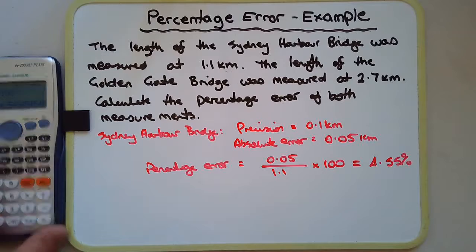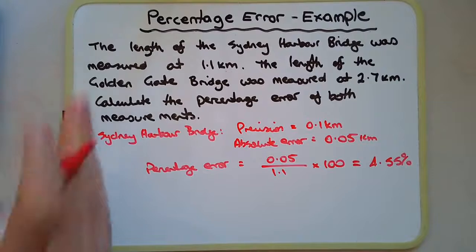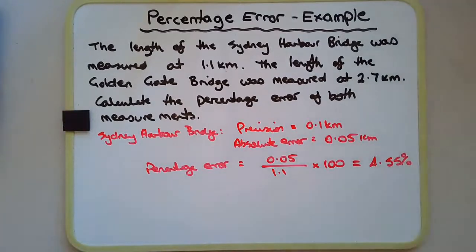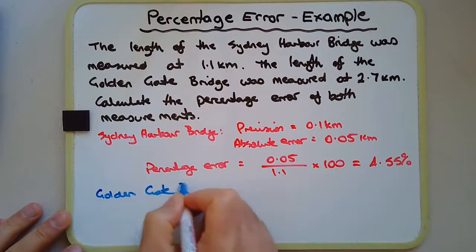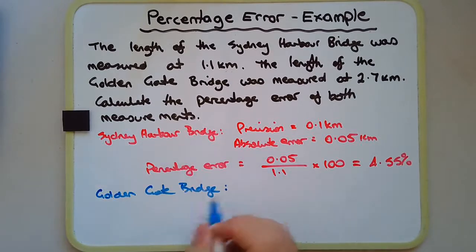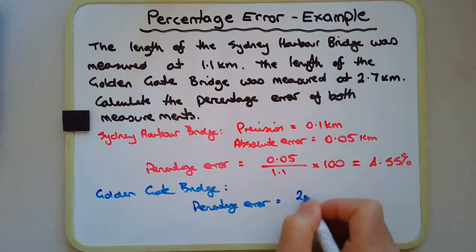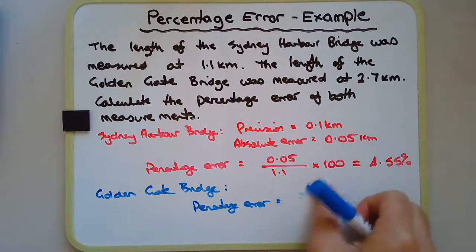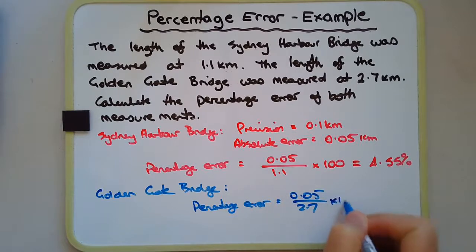That's the calculation there. 4.55%. Now let's work out the percentage error of the measurement of the Golden Gate Bridge. We're going to use the same precision and the same absolute error since it's the same measuring instrument. So percentage error: the measurement is 2.7. So 0.05 over 2.7, multiplied by 100.